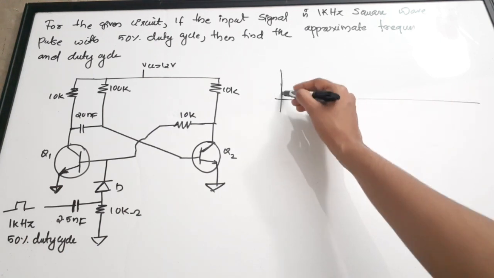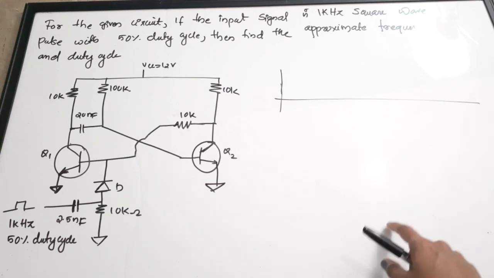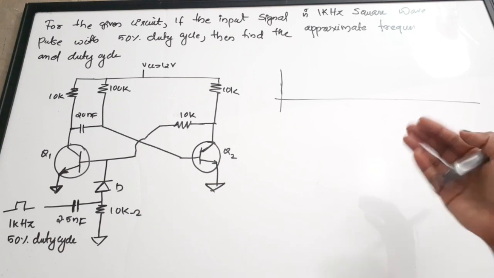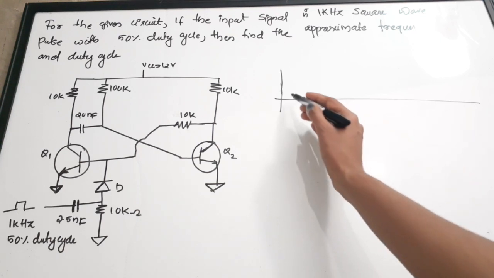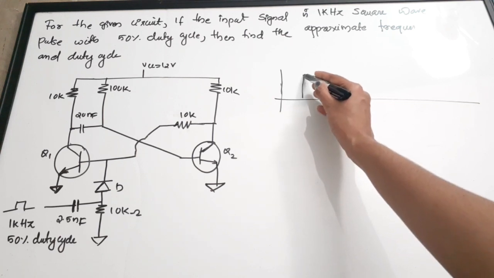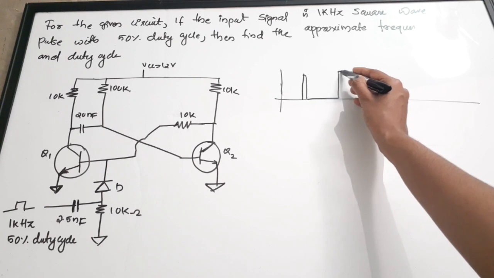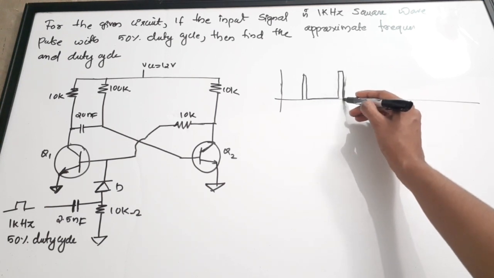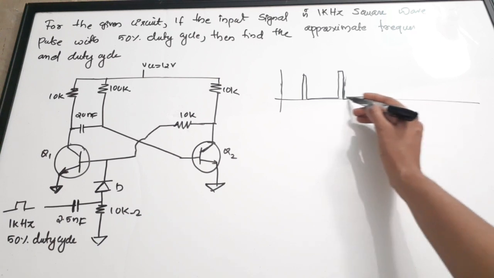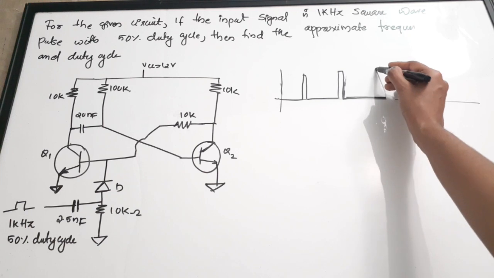square wave will become narrow pulses. So we'll get narrow triggering pulses, and the negative half cycles are also eliminated. So we'll actually be getting pulse trains of the same pulse width, narrow width pulse trains of frequency 1 kilohertz.